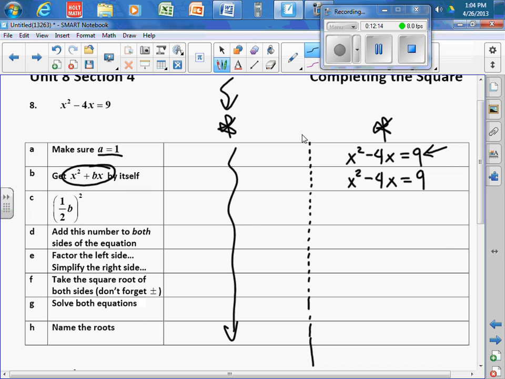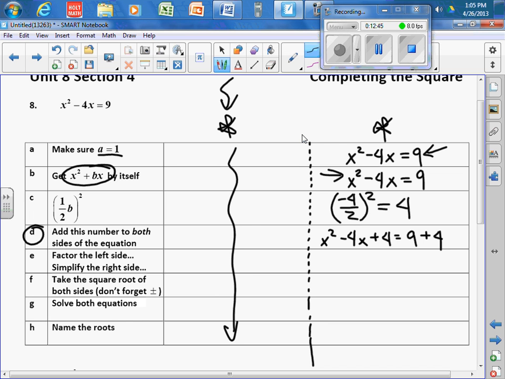Now, I need to take negative 4, b, and divide it by 2, half of b, and then I'm going to square it. Well, what's negative 4 divided by 2? It's negative 2, squared, positive 4. I'm going to add this number to both sides of this equation. X squared minus 4x plus 4 is equal to 9 plus 4.